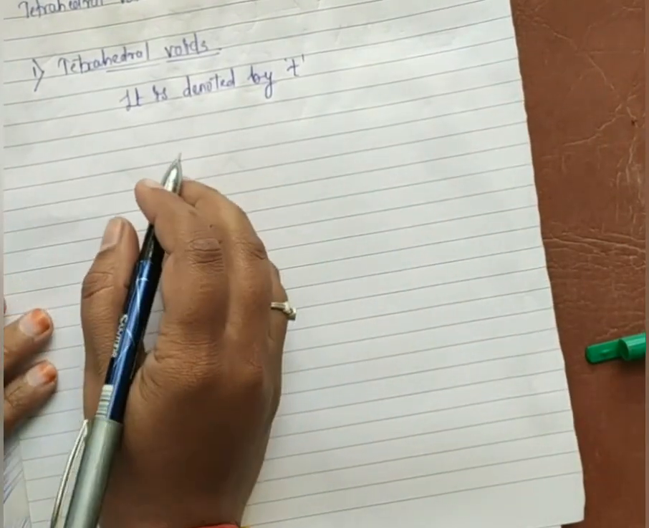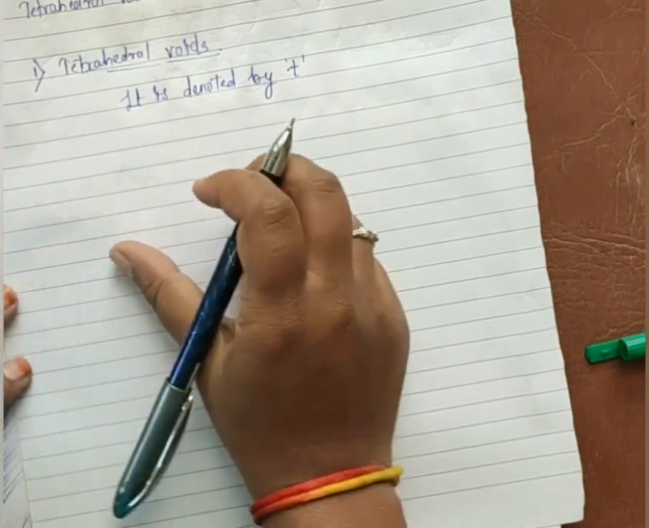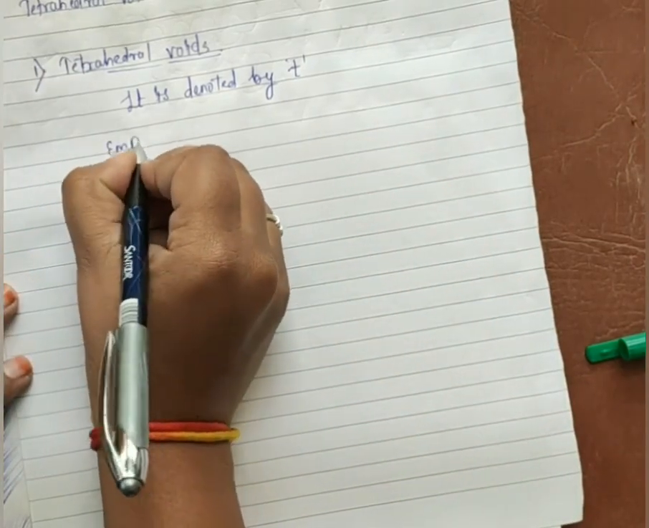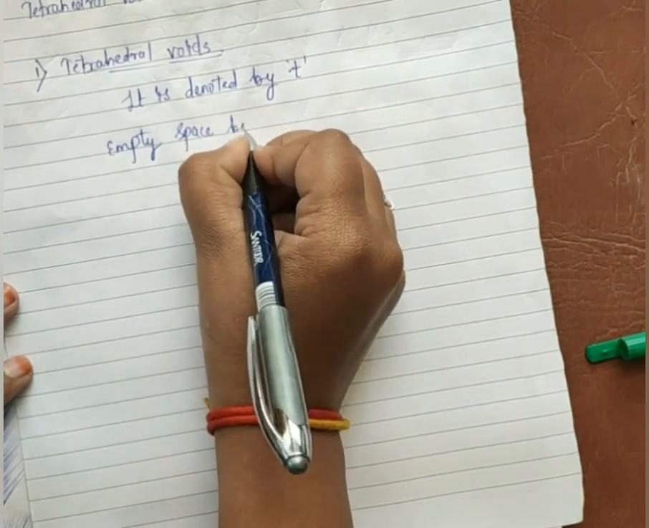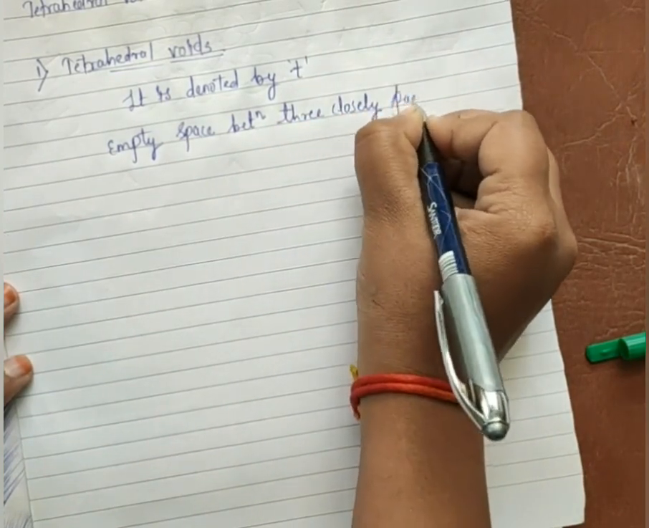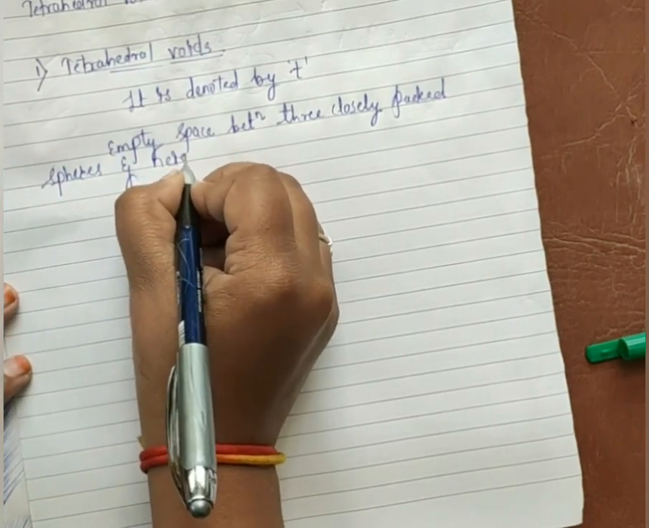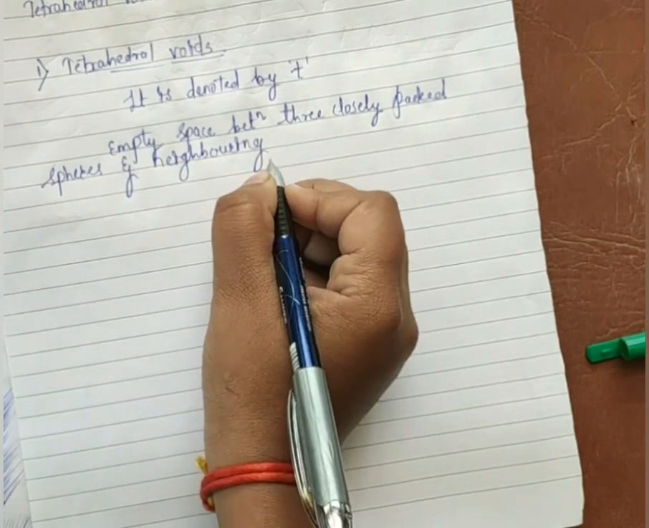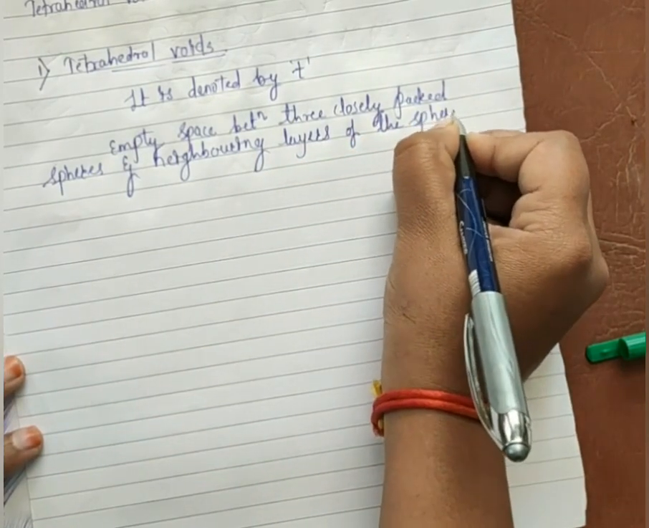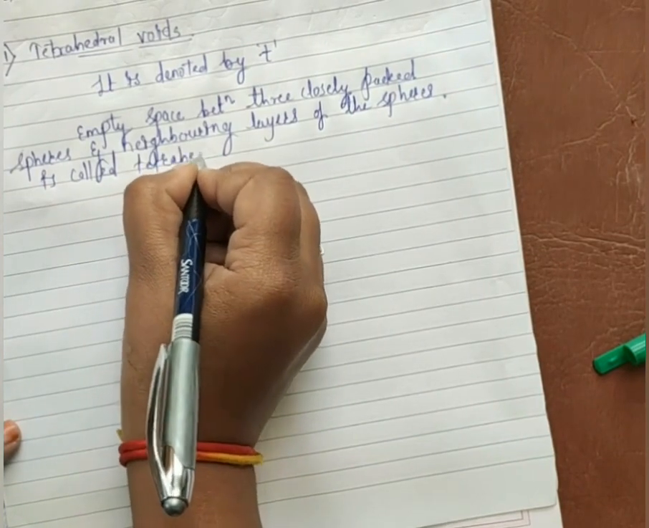What is meant by tetrahedral voids? The empty space between three closely packed spheres of a layer and the neighboring layer of spheres is called a tetrahedral void.